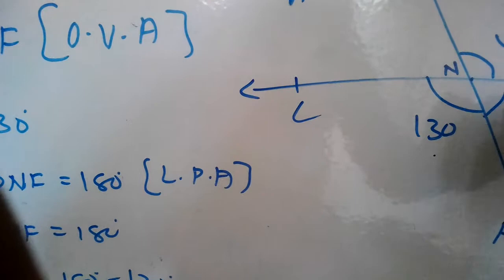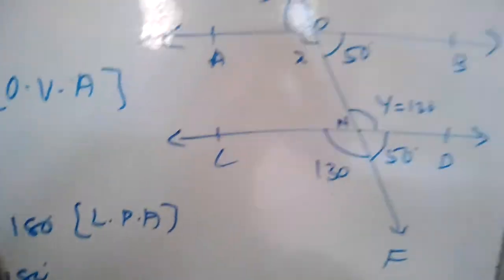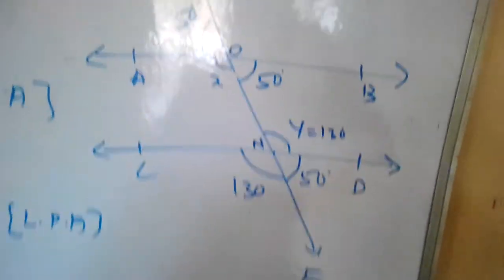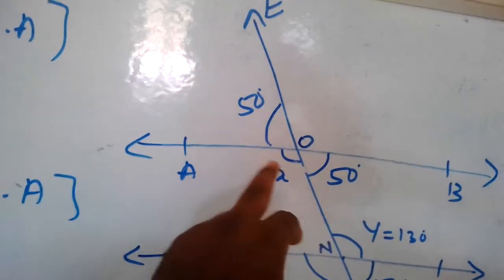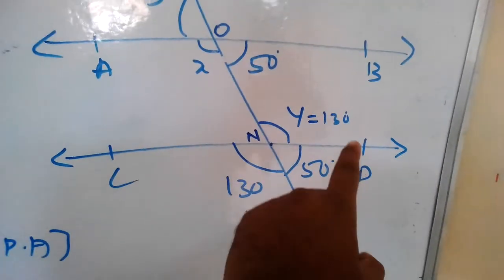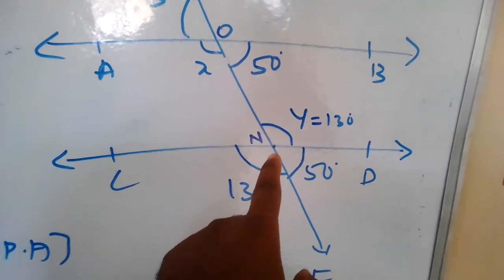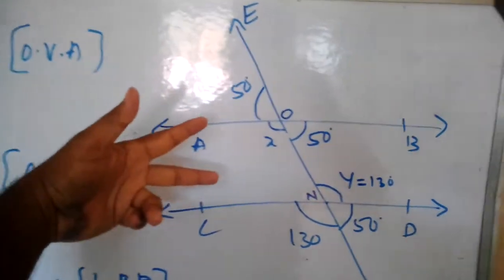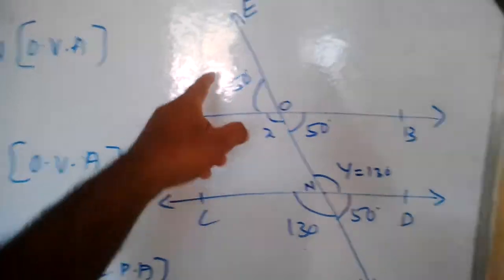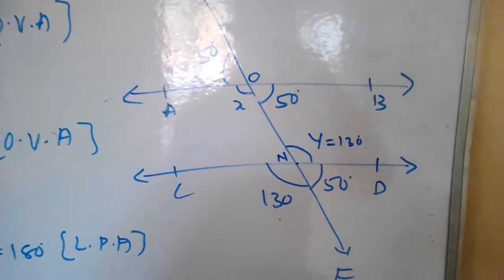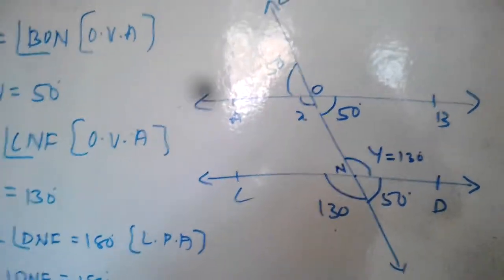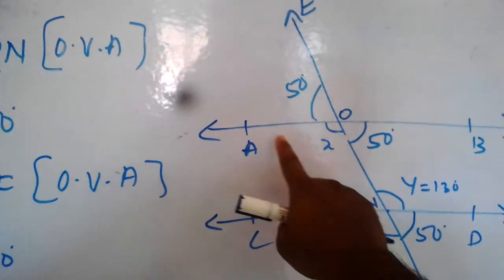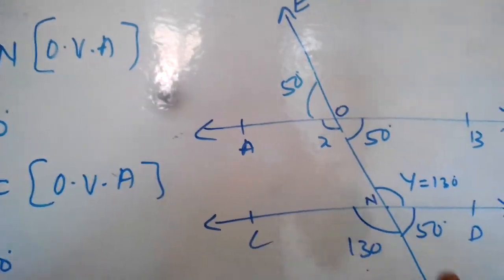Okay, now we got one key point here: angle AOE is equal to DNF. If these angles are equal, it means automatically these two lines are parallel because these two angles are alternate exterior angles. Okay, in the same way just find out these two angles also, linear pair of angles.